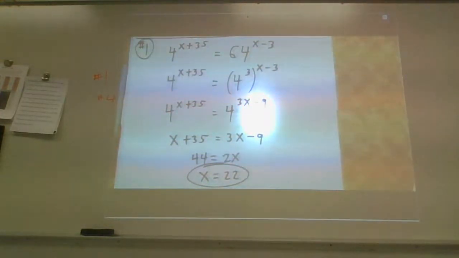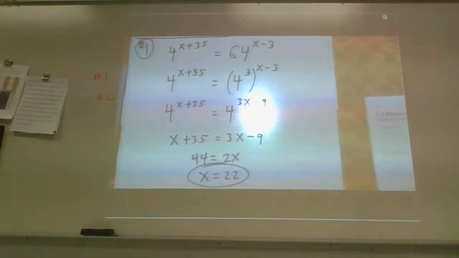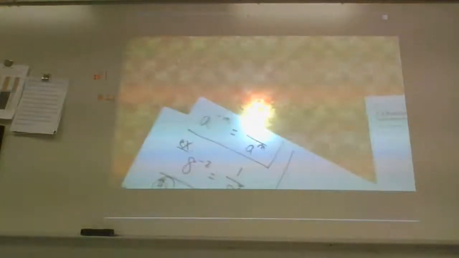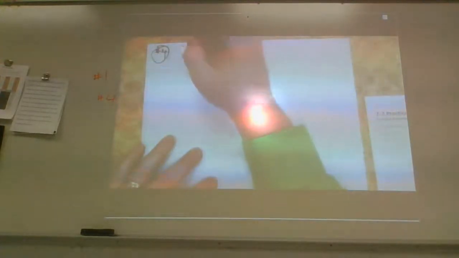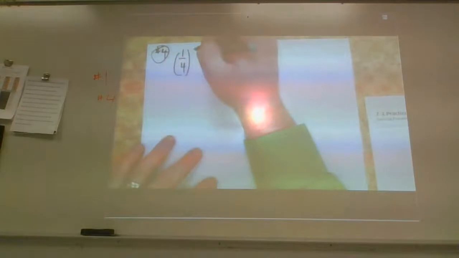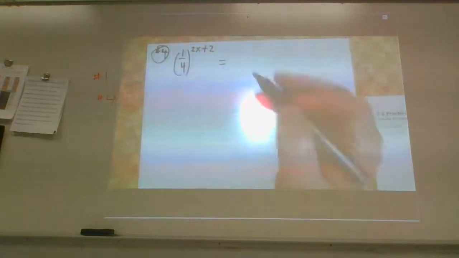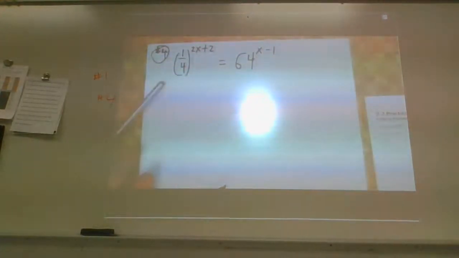Anyway, let's look at number 4. Number 4 was a bit more intense, and after number 4, I can show you some of the rationale for why we're doing what we're doing. Number 4 had similar numbers: 1/4 to the 2x plus 2 power equals 64 to the x minus 1 power.